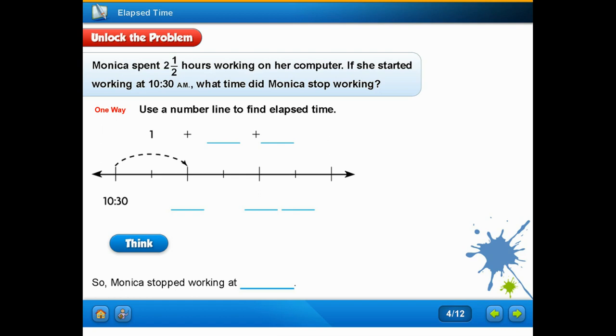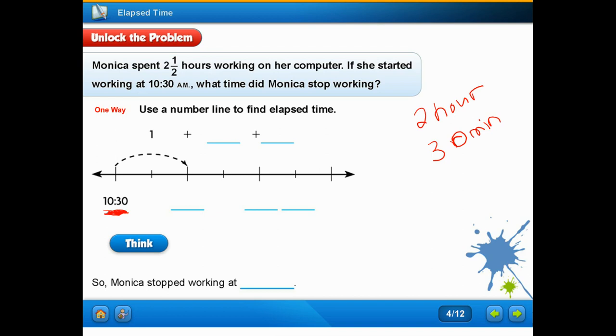I am on page 624. Monica spent 2.5 hours working on her computer. If she started working at 10:30, what time did Monica stop working? Well, first thing we need to figure out is we have 2 hours, and it says 2.5 hours. Well, 1/2 hour is 30 minutes. So Monica spent 2 hours, 30 minutes working on her computer. We're starting at 10:30 down here, so 10:30 is our start time. And this example wants you to use a number line.